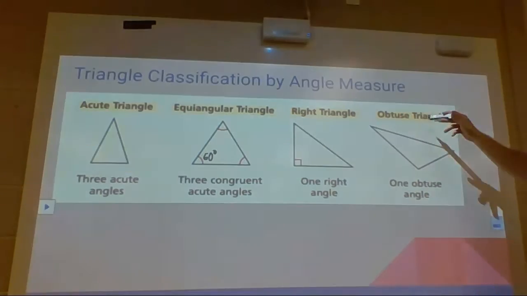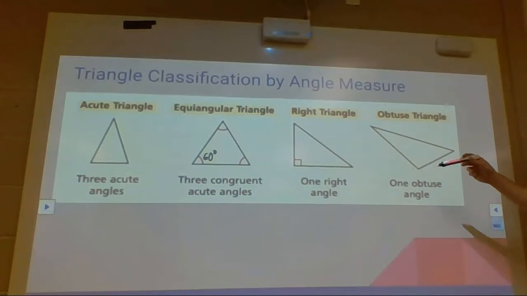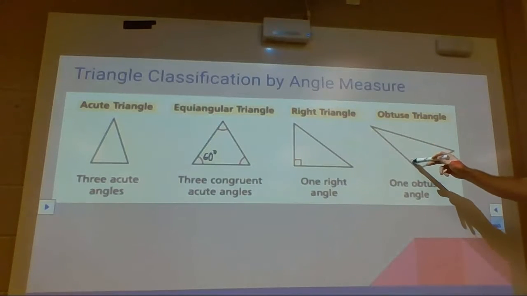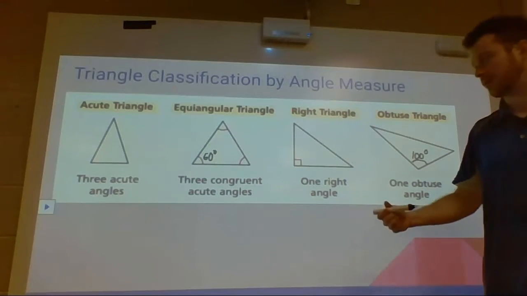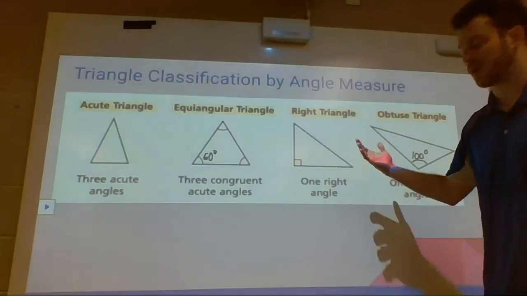And then an obtuse triangle has one obtuse angle. So we maybe would have a 100-degree angle right here, for example. All right, an obtuse angle being greater than 90 degrees. So that's how we classify triangles by their angles.